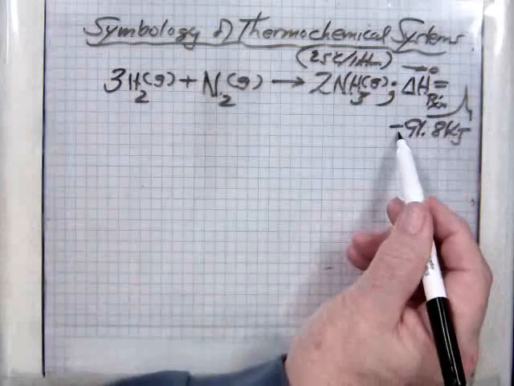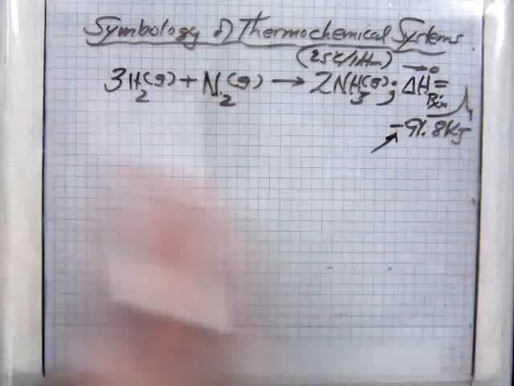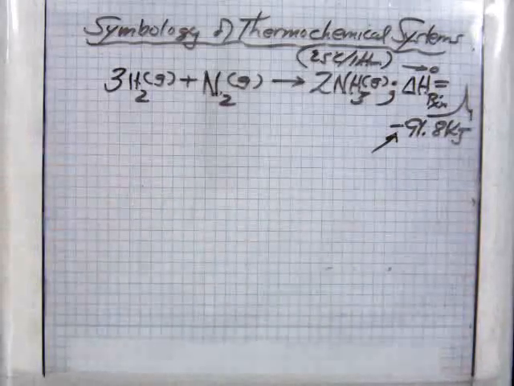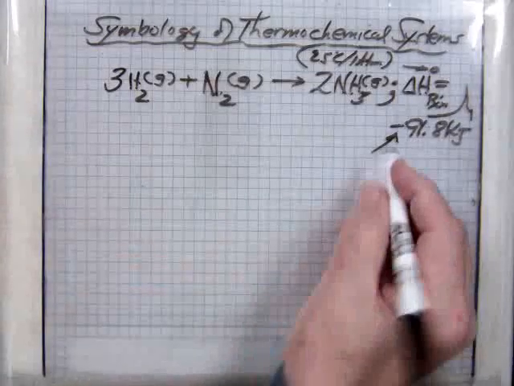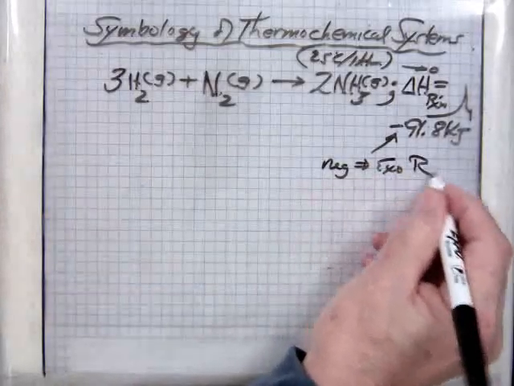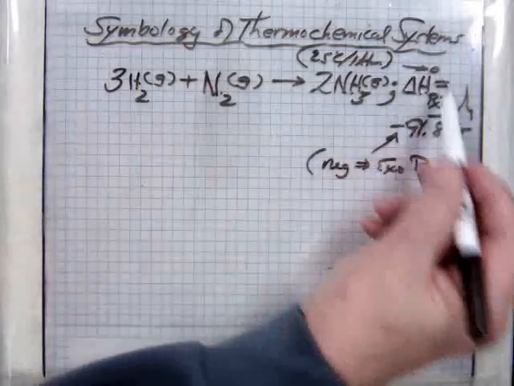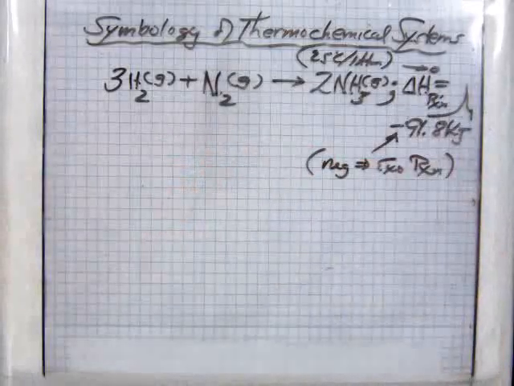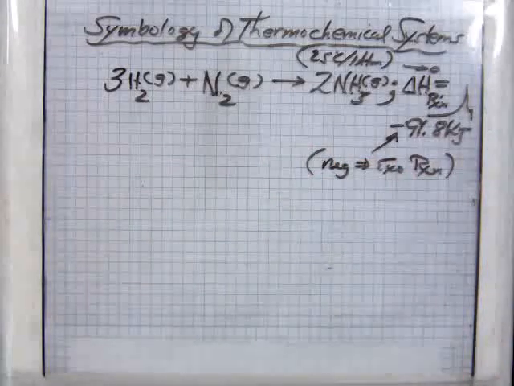Now notice how I put a negative here. That's an indication of an exothermic reaction. It indicates that 91.8 kilojoules of energy is lost from that reaction. What I've written here is separating the energy number from the reaction body, but it can be written in a second format, which includes the energy number within the body of the equation like this.